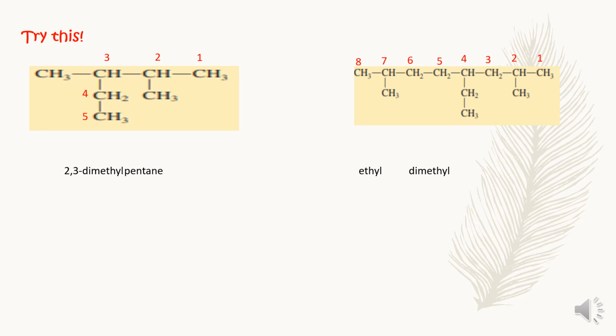So two different kinds of alkyl groups are present: you have ethyl and you have methyl. Ethyl has an alphabetical priority over methyl and precedes methyl in the IUPAC name. So the IUPAC name for this one would be 4-ethyl-2,7-dimethyloctane.